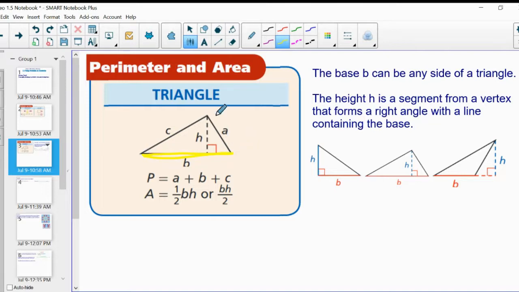Then the height is not necessarily one of the other sides. It could be, but it has to be the length from one of the vertices of the triangle, that length down to the base, forming a right angle. Okay. And over here, you can see there's 3 different kinds of scenarios.